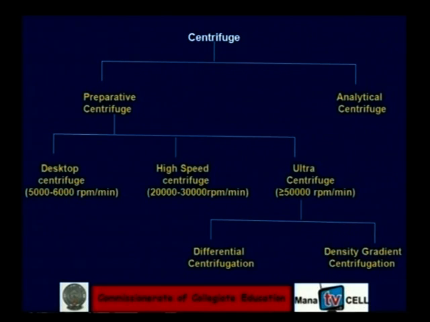Here, the classification for centrifuges: centrifuges are mainly divided into two types. The first one is preparative centrifuge and the next one is analytical centrifuge. Based upon the speed of the rotors, centrifuges are differentiated into three types. The first one is desktop centrifuge, the second one is high speed centrifuge, and the third one is ultracentrifuge. Again, this ultracentrifuge is differentiated into differential centrifugation and density gradient centrifugation.